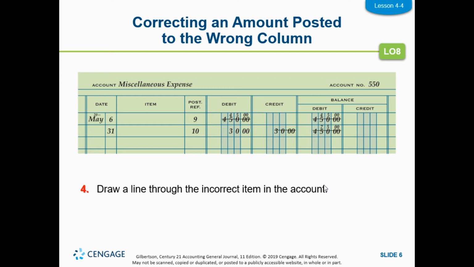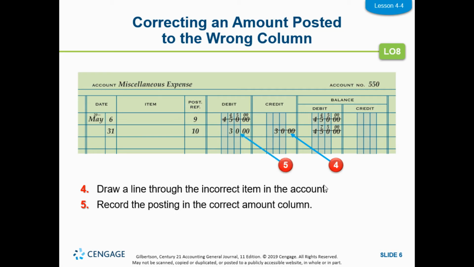Draw a line through the incorrect amount, 30. Put it in the correct column, 30. By the way, in this case, when you prove debits and credits, you will be doubly off. You'll be $60 off in one of your columns because you basically reversed an error. We'll talk more about error correction later.